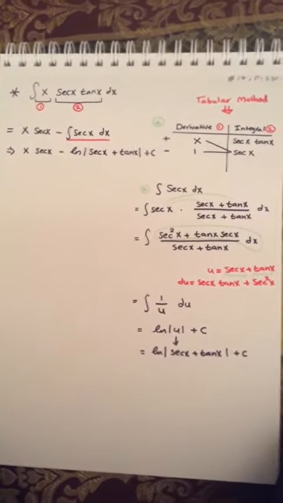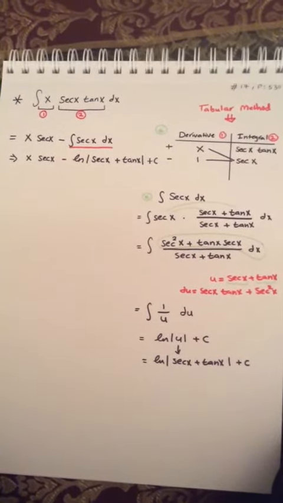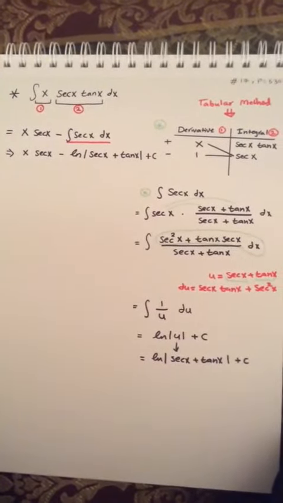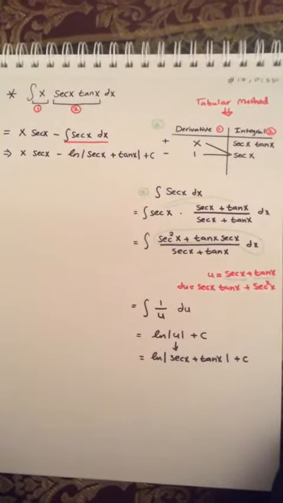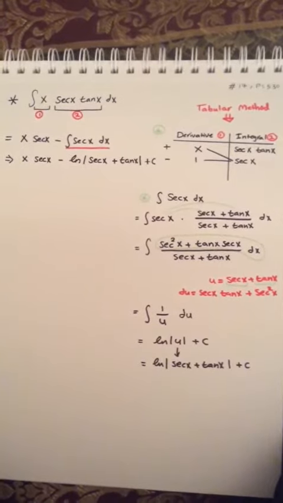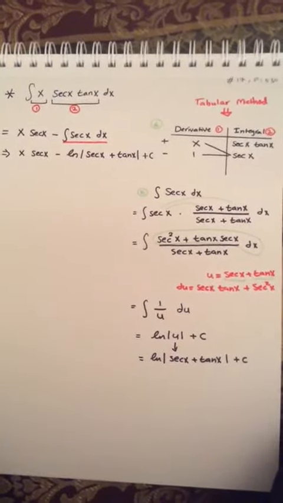So secant of x is not going to be 1 over cosine. We'll just keep it this way, and we will multiply it with a quantity that will give us 1. So if we multiply it with secant of x plus tangent of x over secant x plus tangent of x, it's like we are multiplying with 1. We usually do this to make it a little bit easier.